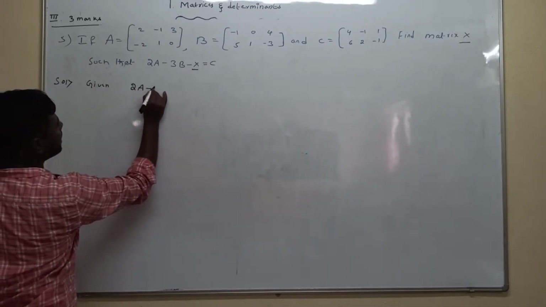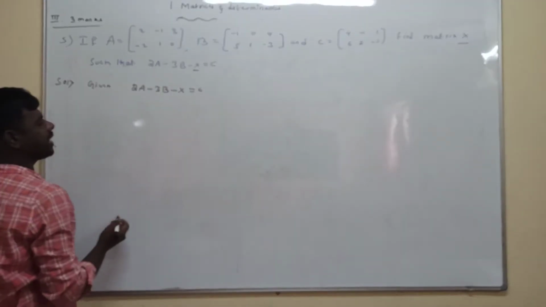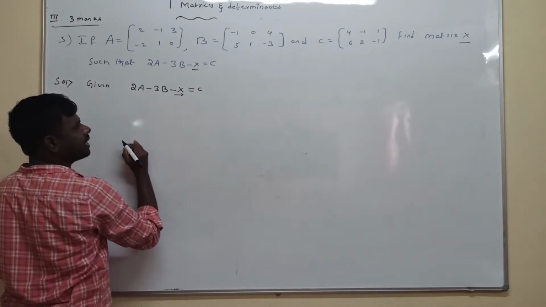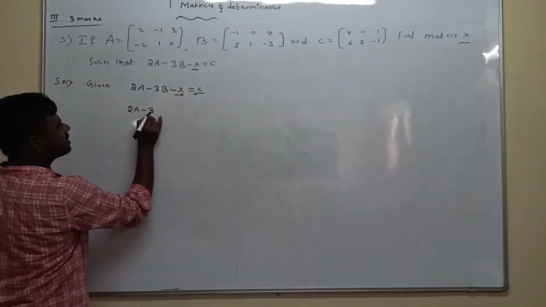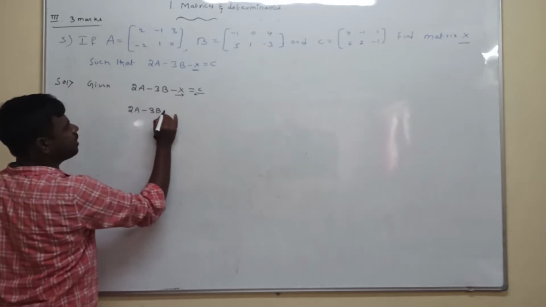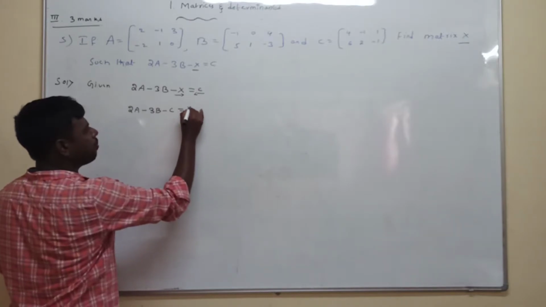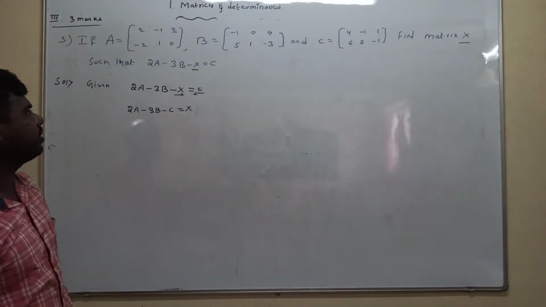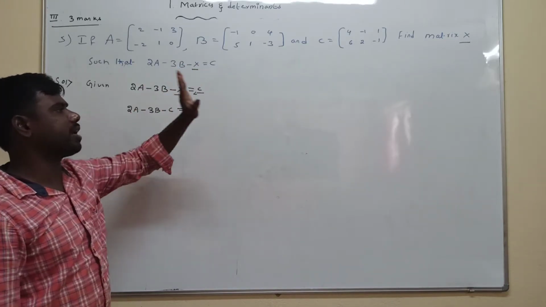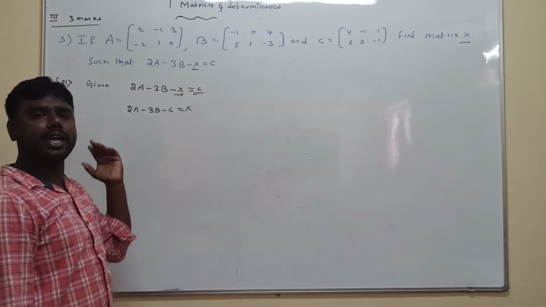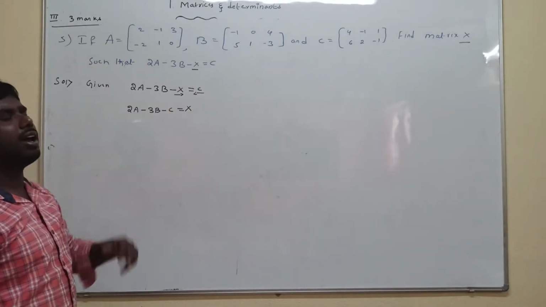2A minus 3B minus X is equal to C. Here we have to find the X matrix, that's why I take minus X to the right hand side and plus C to the left hand side. 2A minus 3B minus C is equal to X, so we get positive X. Everyone observing this? In this question we find the X matrix, so I take only the X matrix to one side and the remaining A, B, C matrices to the other side.